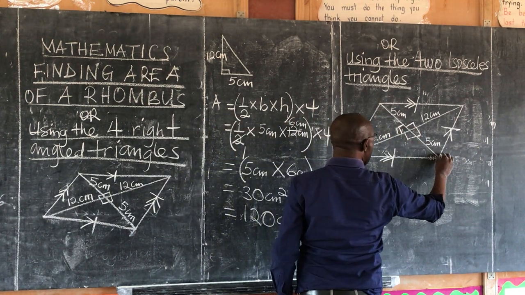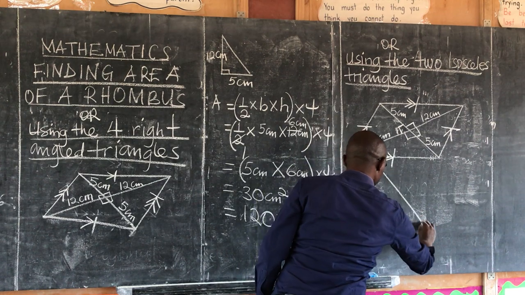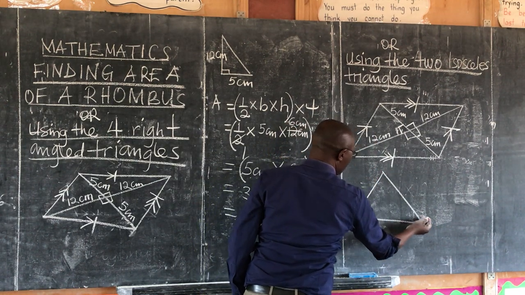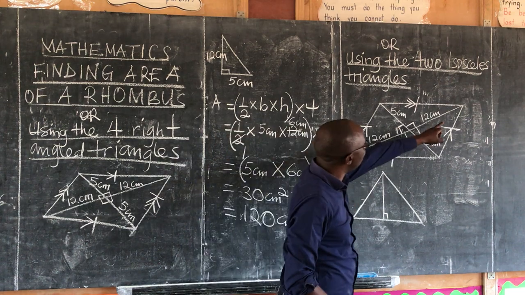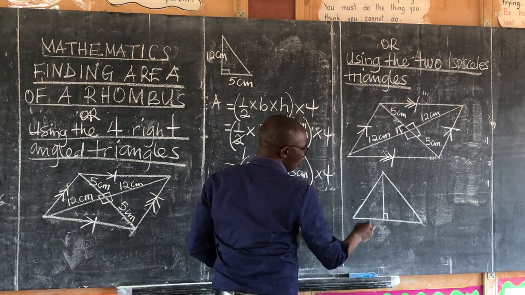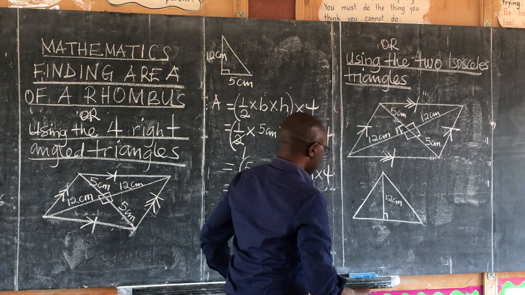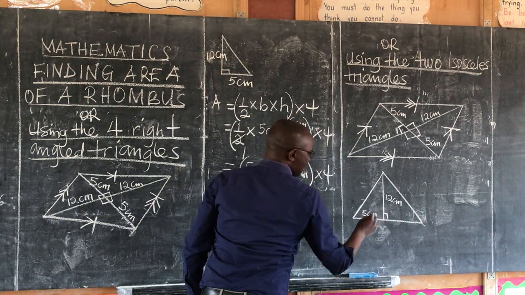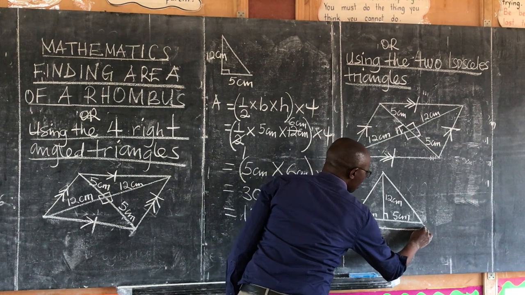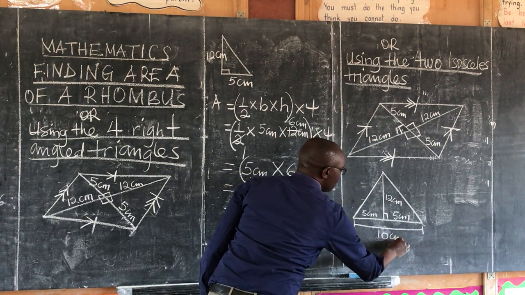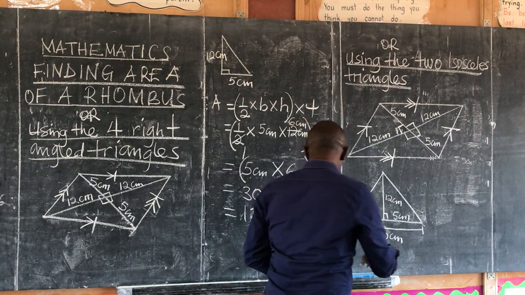I'm extracting this one. I extract it and draw it here. That is the isosceles triangle I've extracted. The height of that isosceles triangle is 12 centimeters. Remember the base. They said here it is 5 centimeters, and here it is 5 centimeters. Meaning that when you add the two, the distance from here to here, you get 10 centimeters. But remember, the isosceles triangles are two, and they have the same base.